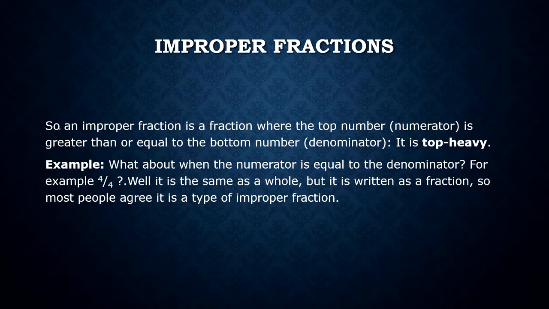Improper fractions. An improper fraction is a fraction where the top number, the numerator, is greater than or equal to the bottom number, the denominator. It is top heavy. What about when the numerator is equal to the denominator? For example, 4 by 4. Well, it is the same as a whole, but it is written as a fraction. So most people agree it is a type of improper fraction.